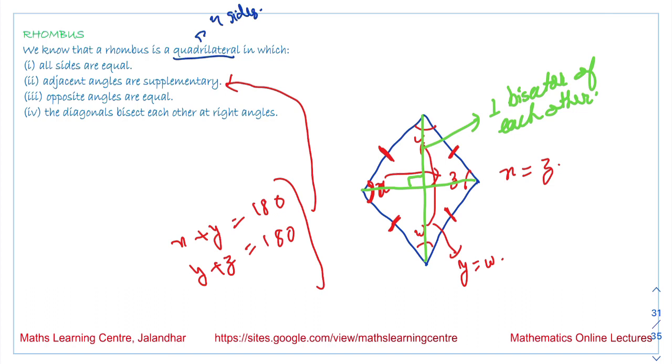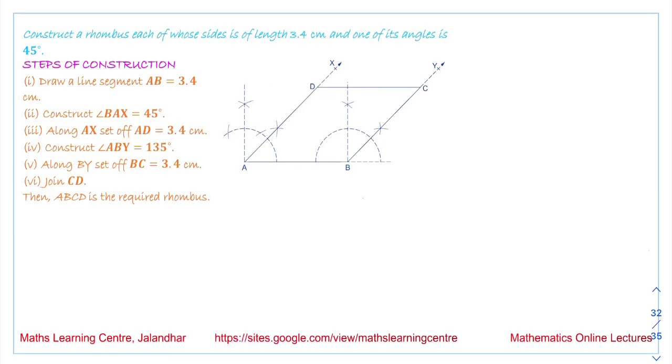Now the next thing that we have to do is construct a rhombus, each of whose sides is of length 3.4 centimeter and one of its angles is 45 degrees. So we will start by drawing a line over here, and the length of this line is 3.4 centimeters. Now we have this angle over here, it is 45 degrees.